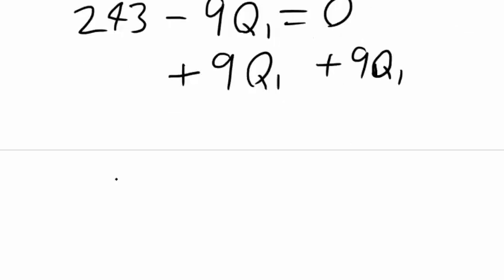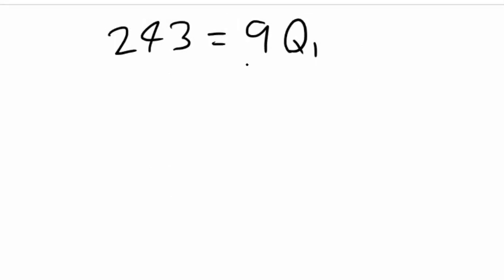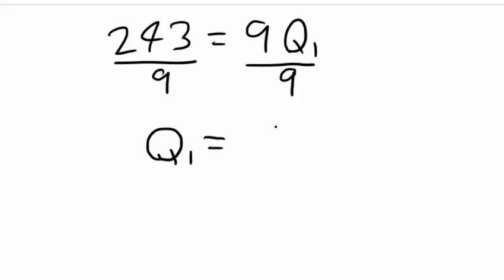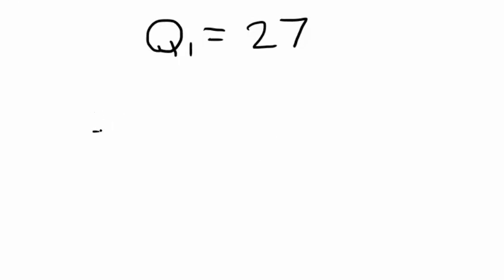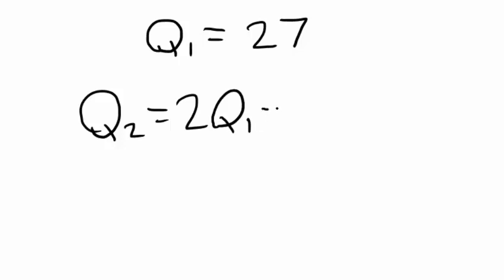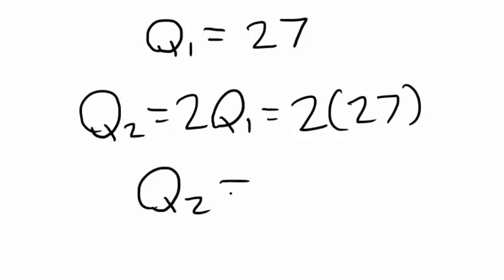And then we would add 9Q1 to both sides. And we get 243 equals 9Q1. And we would divide both sides by 9. And so we get a quantity 1 of 27. And now we want to find quantity 2. And we know quantity 2 equals 2Q1. And so 2 times 27. And if we multiply that out, we get a quantity 2 of 54.